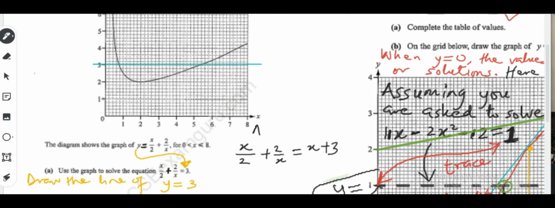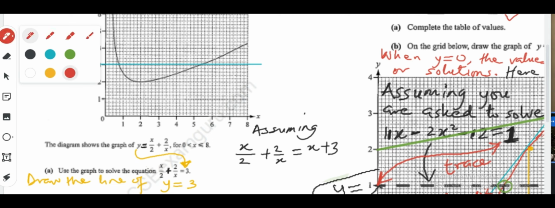X to the other side. Do you need to do that? Like I told you, you just look at what has replaced what. Y equals x plus 3. So you simply draw the line of y equal to x plus 3.